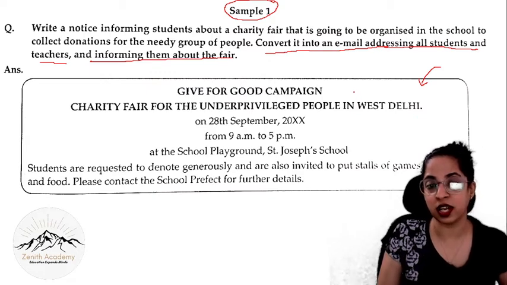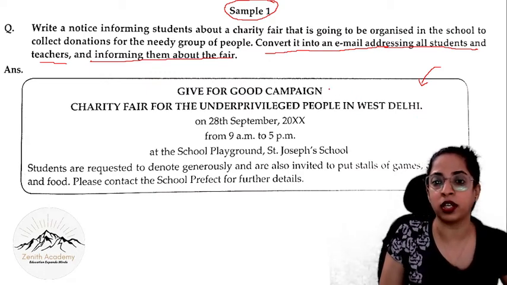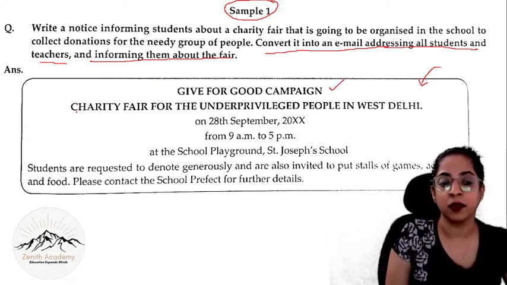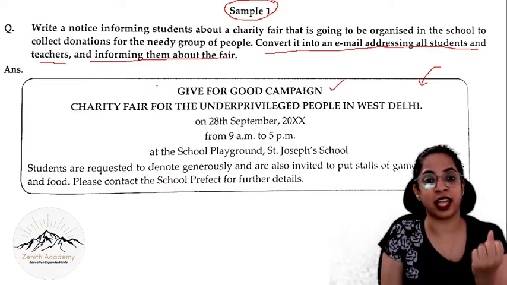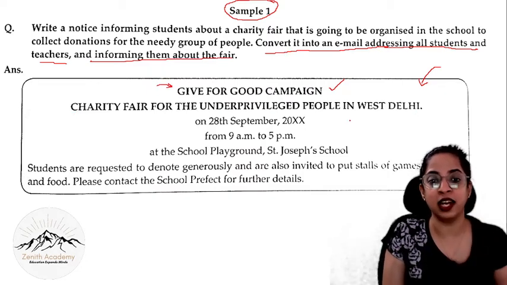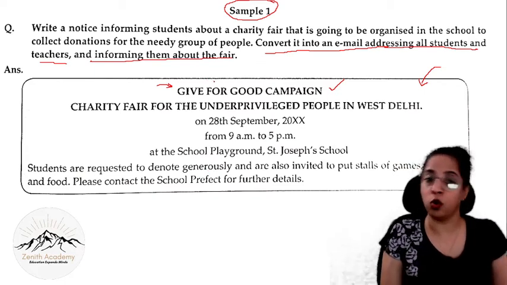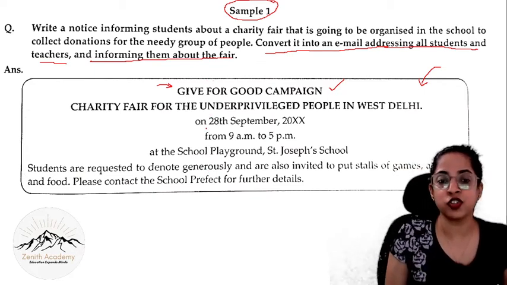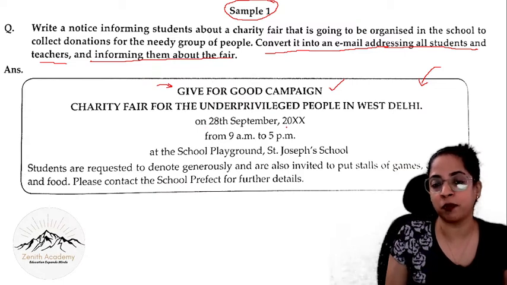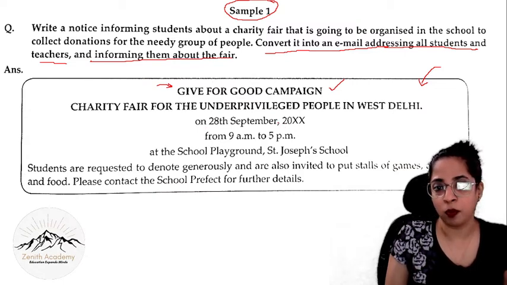Directly, look at how the notice has been made. Give for good campaign. They have written a heading, okay, a catchy caption. Then there is a heading. Okay, so all these rules I will tell you when we do notice writing. Right now you just read the notice: on 20th September, comma, year, timing is given, where, at the school playground first, and then which school.